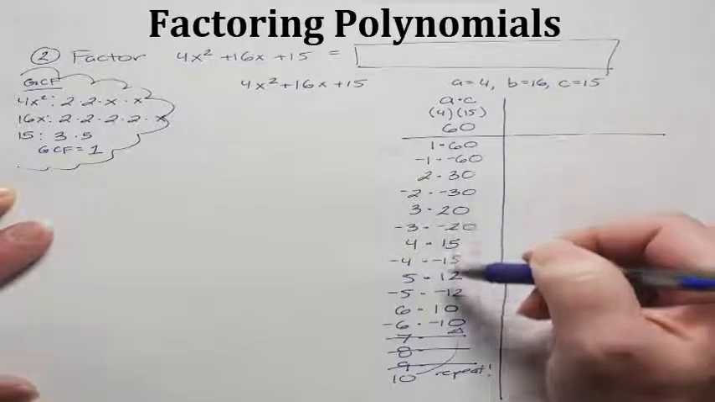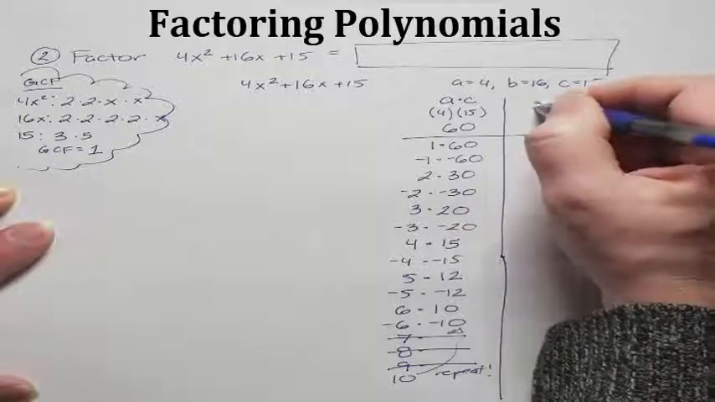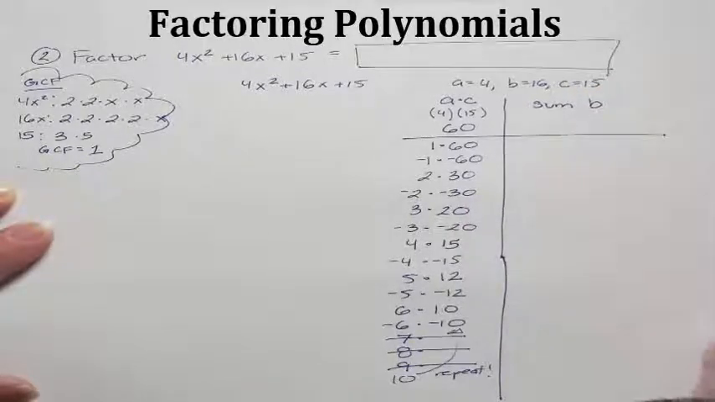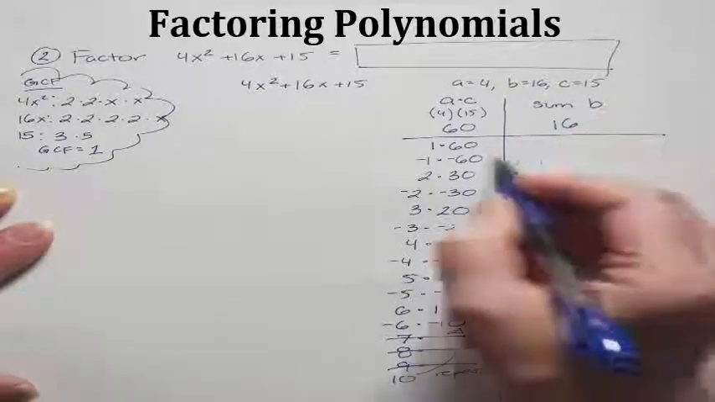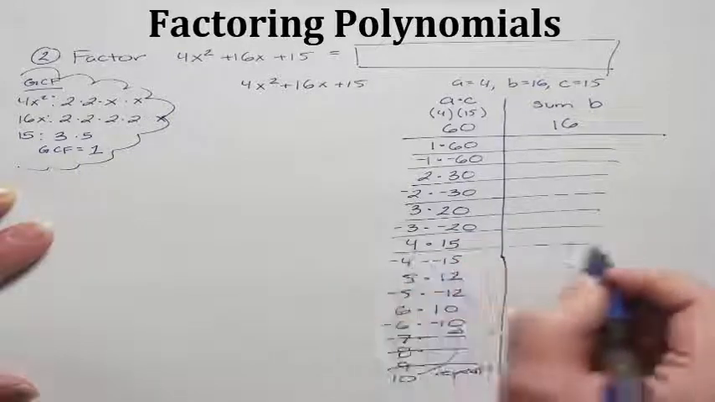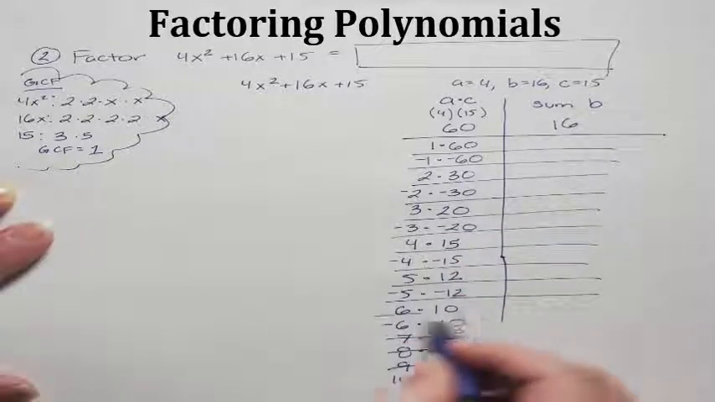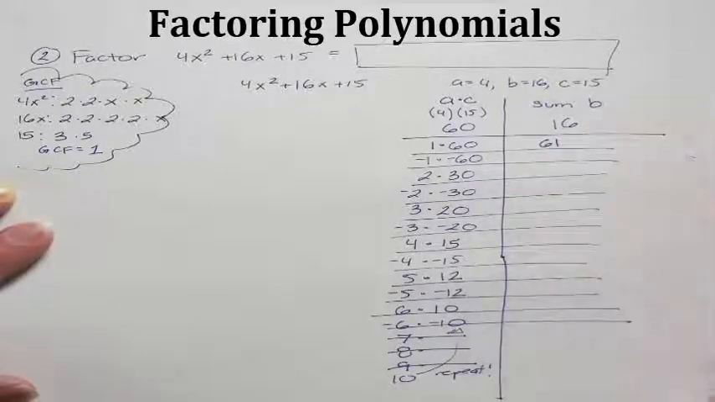These are all the ways to multiply together and get 60. Now one of these ways needs to give me a sum of B. It means they add together to give me B. We said B was 16. So now I need to go through each and every single one of these and find out what they would actually add to get. So 1 and 60 add together to give me a 61.